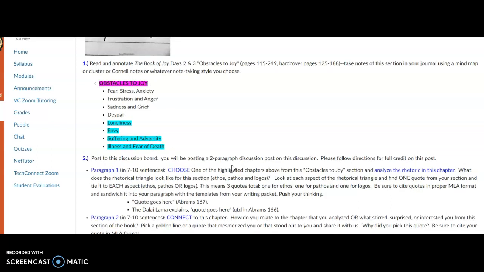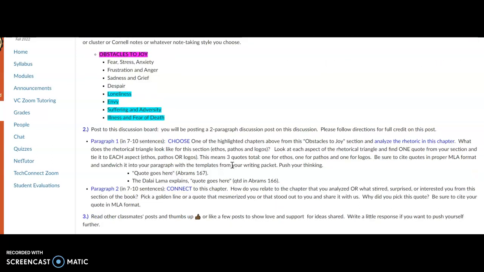And this time in paragraph 1, you're going to choose one of the highlighted chapters from above, and then you're going to analyze the rhetoric in this chapter. What does the rhetorical triangle look like for this section? What is the ethos, pathos, and logos of Desmond Tutu and the Dalai Lama and Douglas Abrams? So you're looking at the writing craft and the writing style. How are they conveying the message that they have here in the chapter that you picked? What is the message? What kind of evidence and support do they offer to help you understand that obstacle better?